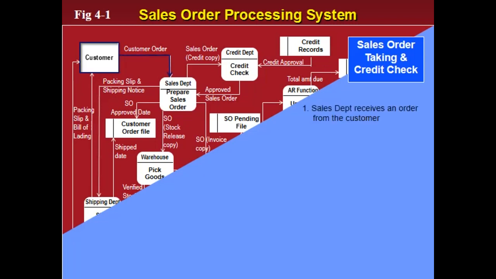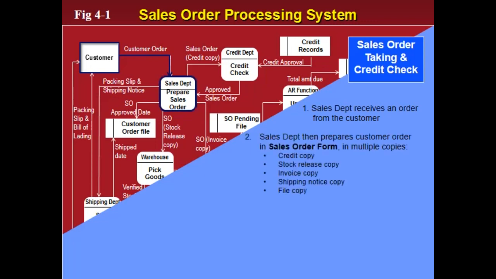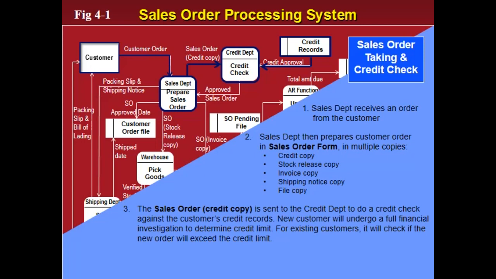Now, the sales process begins with a customer contacting the sales department. This initial contact may be by telephone, mail, or even through internet order. The sales department then captures the essential details of the sales in a sales order form, which is usually prepared in multiple copies. The credit copy of the sales order is sent to the credit department to do a full credit check against the customer's credit records.